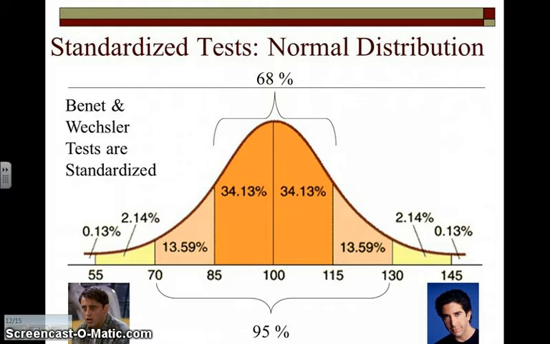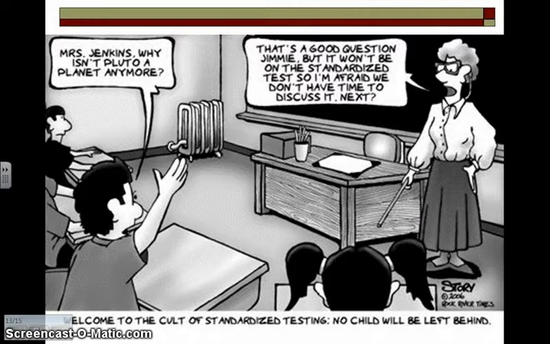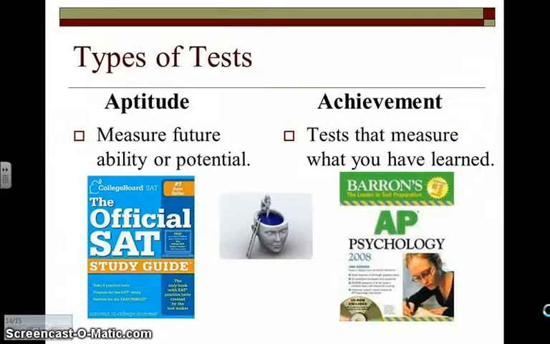Now, first we can take a look at a cartoon that has to do with standardized testing. We tend to emphasize so many standardized tests now in education that in many cases it seems like we're not able to teach anything other than the things that are on the test. So it's kind of a shame. But let's go ahead and take a look at different types of tests. Two of them we're going to look at are aptitude and achievement tests.